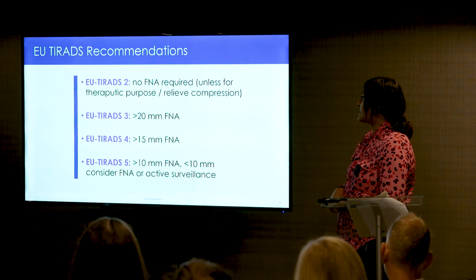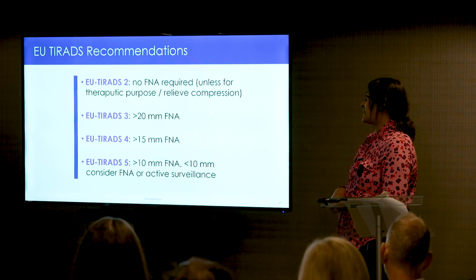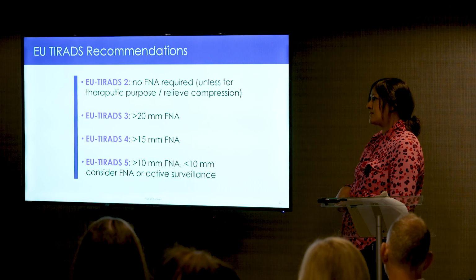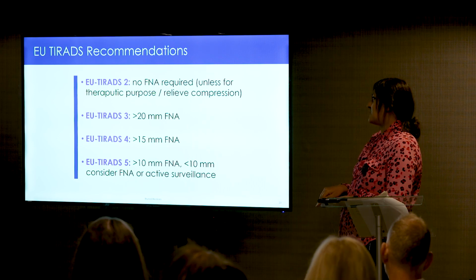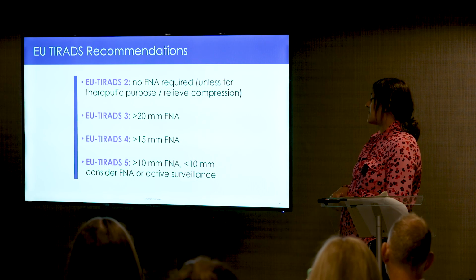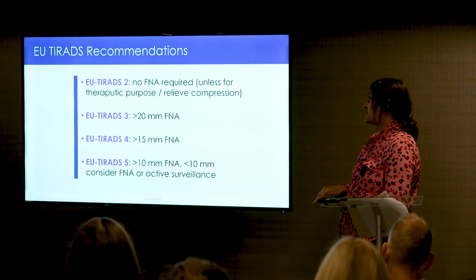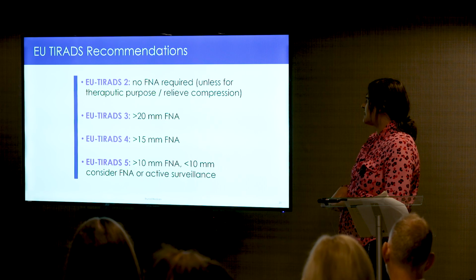So as EU TIRADS 3 is still considered low risk, the threshold for FNA is about 2 centimetres. And I think they've justified this based on the fact that any follicular lesion less than 2 centimetres generally has a low risk of metastasising elsewhere throughout the body. So generally it's considered a low risk malignancy, if that were to be the case, which is unlikely.